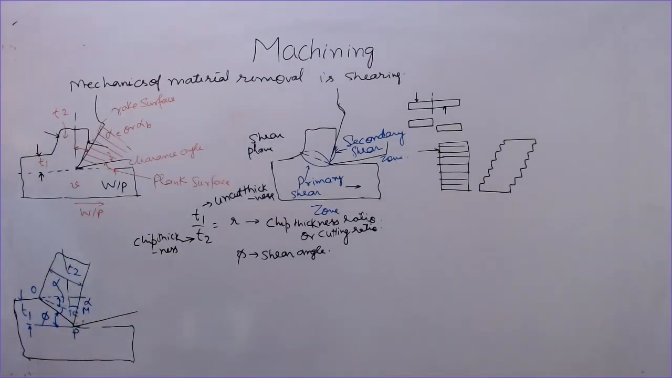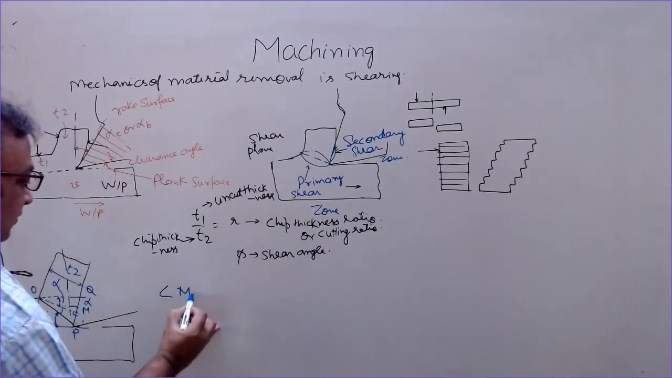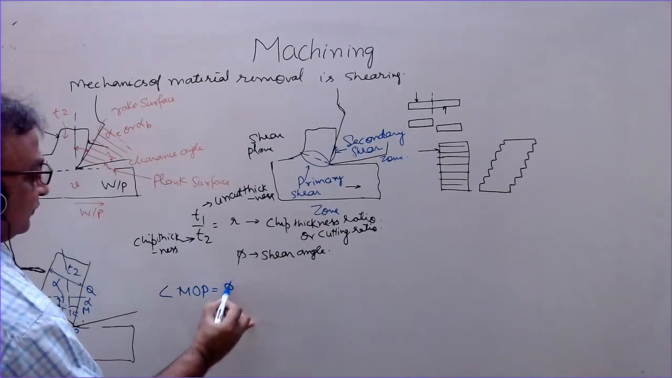and this point is say Q. I can drop a perpendicular from here also. This is perpendicular, this point is N. So the angle MOP is equal to phi minus alpha.